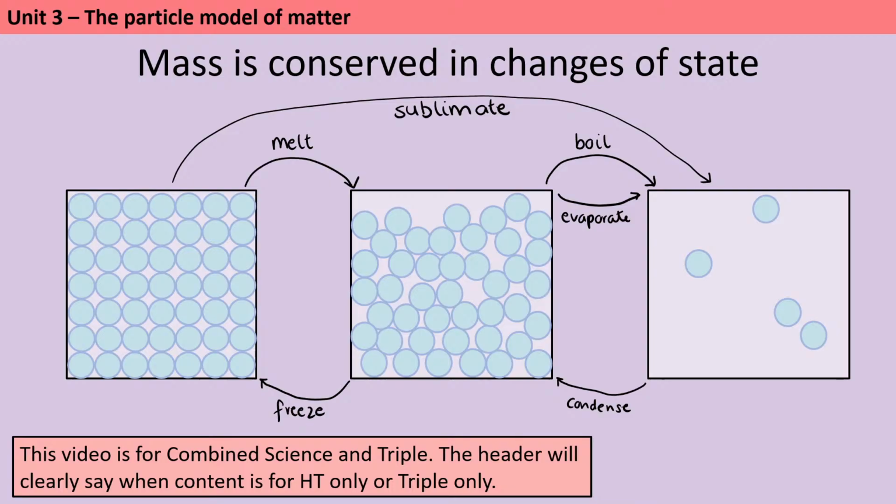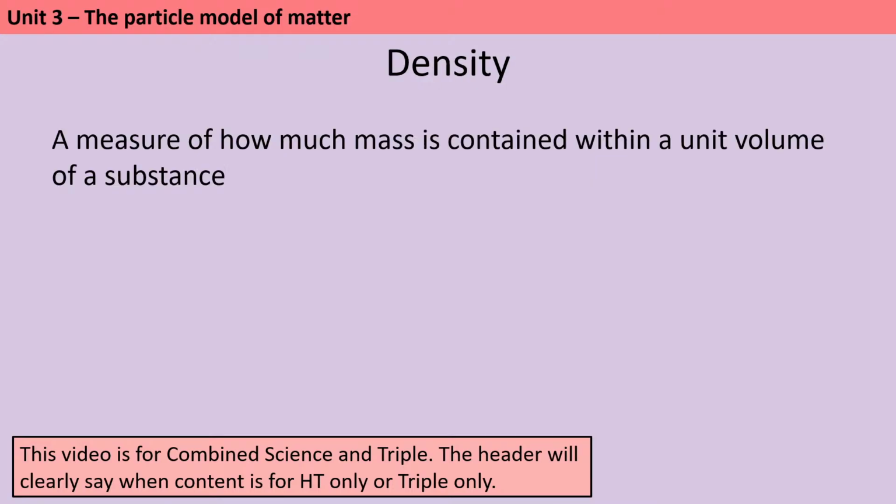You should be aware that in all of these state changes, there is no change in mass. This is because you still have the same particles that were there at the start. State changes are physical changes, so we're not making new chemicals, and if we reverse the heating or the cooling, then we can get back the original substance with the original properties. We can link these states of matter to density, which is a measure of how much mass is contained within a unit volume of a substance.